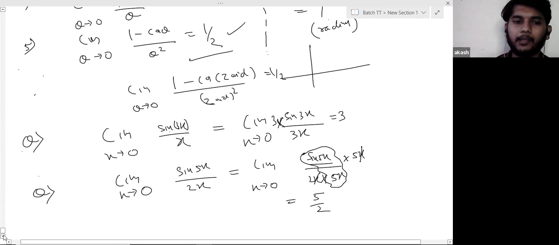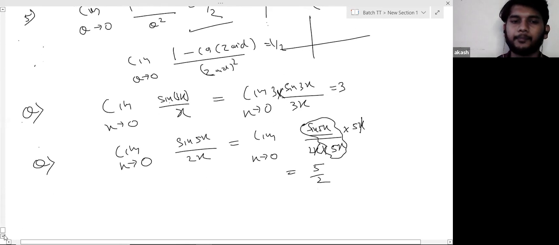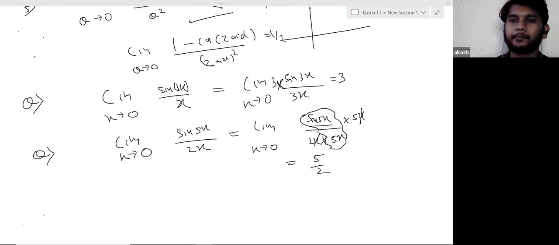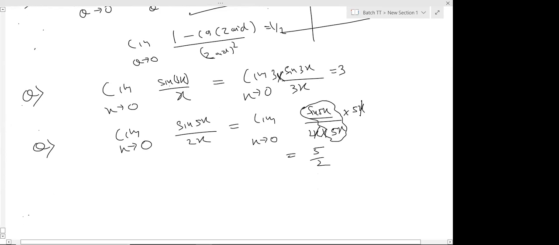Aman, Sahel, is this clear? Yes, sir. All right, next question. Limit x tending to 0, sine ax upon sine bx. Solve this.